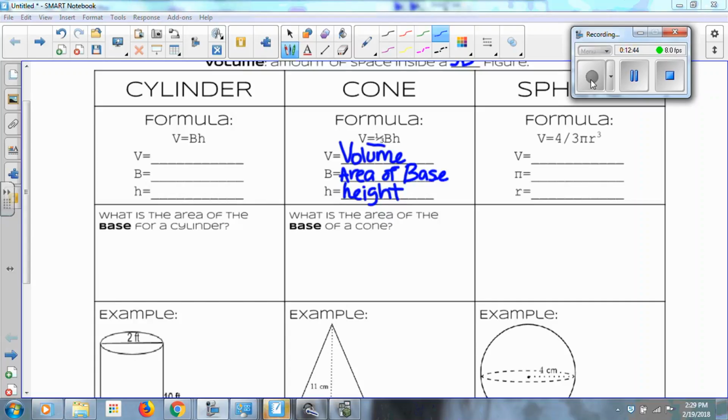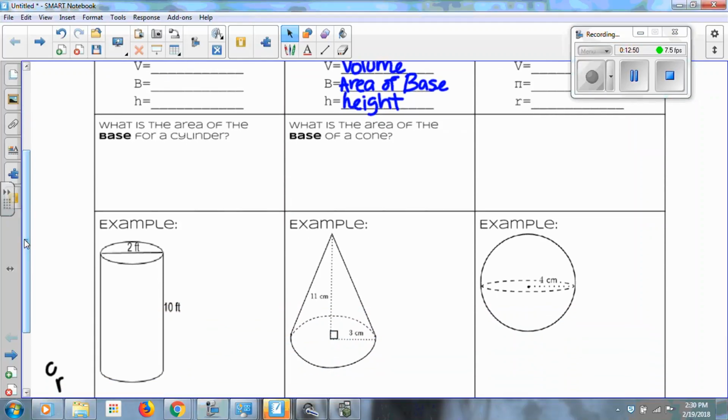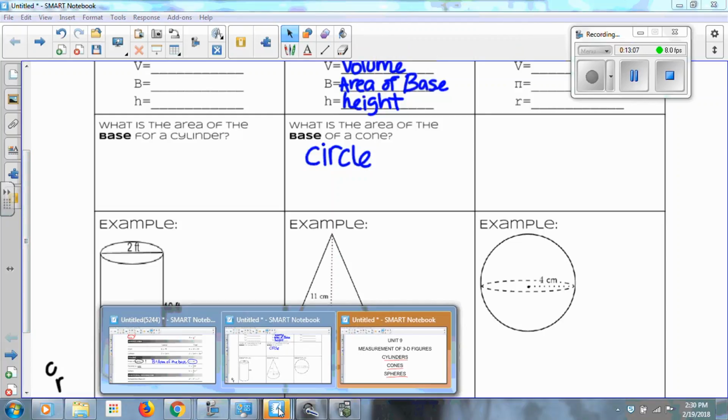If you don't know what a cone looks like, we've all had ice cream cones. We've all seen orange traffic cones. The base of the cone, or the bottom, is a circle. So I'm going to go ahead and write circle, because that's the shape. How do we find the area of a circle? Well, let's pull up our star chart, in case you forget.